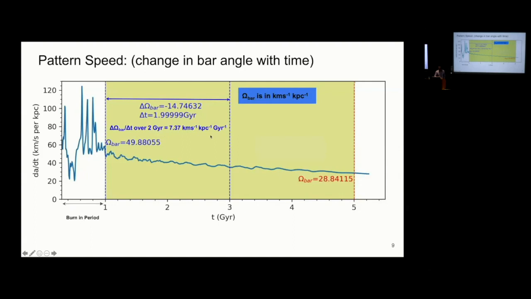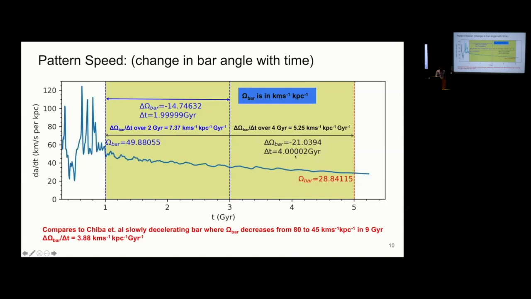I'm saying this because I want to compare it with Sivas et al.'s paper. If you look at a larger range, at 4 gigayears, we got a rate of change of 5.25 kilometers per second per kpc per gigayear. That roughly compares to Sivas et al.'s slowly decelerating bar, where their rate of change in bar angle over time was roughly 3.88 kilometers per second per kpc per gigayear, but they looked at 9 gigayears.